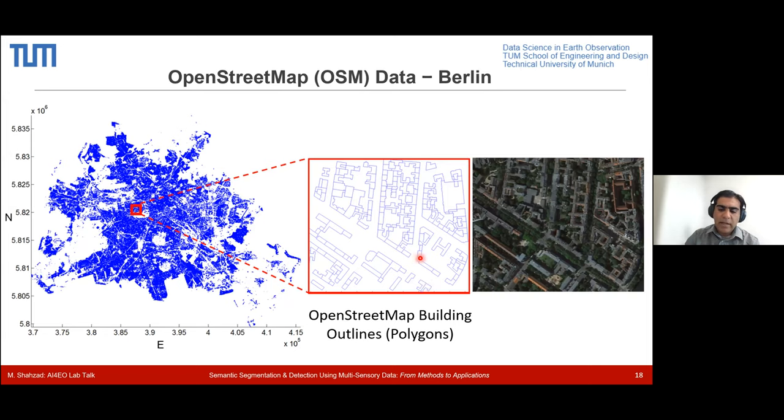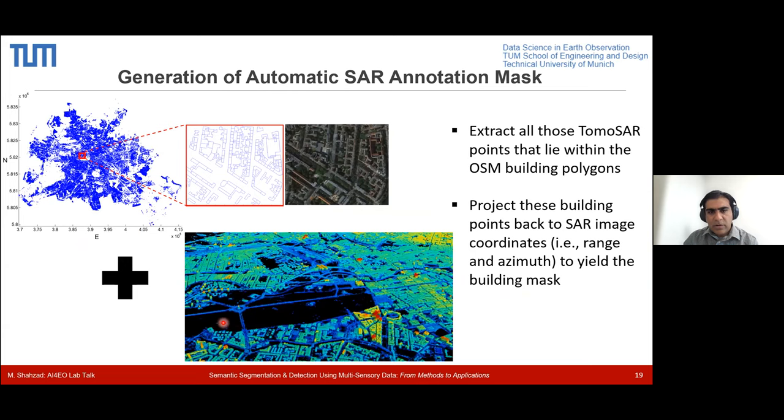What I do is use this information and the point cloud information and fuse them together to extract all the points that lie within the building outlines, or basically to extract out the building points. We could also use some kind of GIS data to extract out those points. Once we have the building points extracted, we could project them back to the SAR imaging coordinates to yield the building mask. And after some image processing, we end up with very nicely visualized annotation maps, which we could use to train deep learning models.